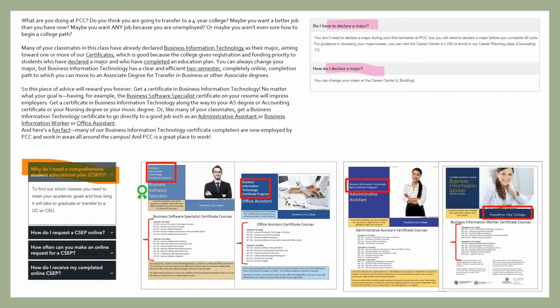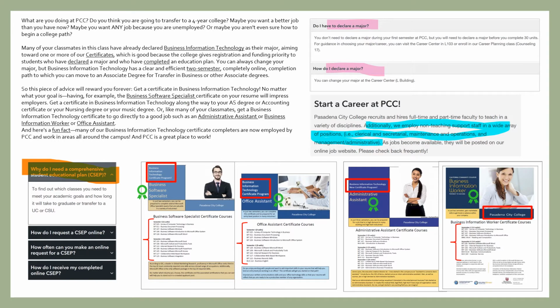Or, like many of your classmates, get a Business Information Technology certificate to go directly to a good job, such as an administrative assistant or business information worker or office assistant. And here's a fun fact. Many of our Business Information Technology certificate completers are now employed by PCC and work in areas all around the campus. And PCC is a great place to work.